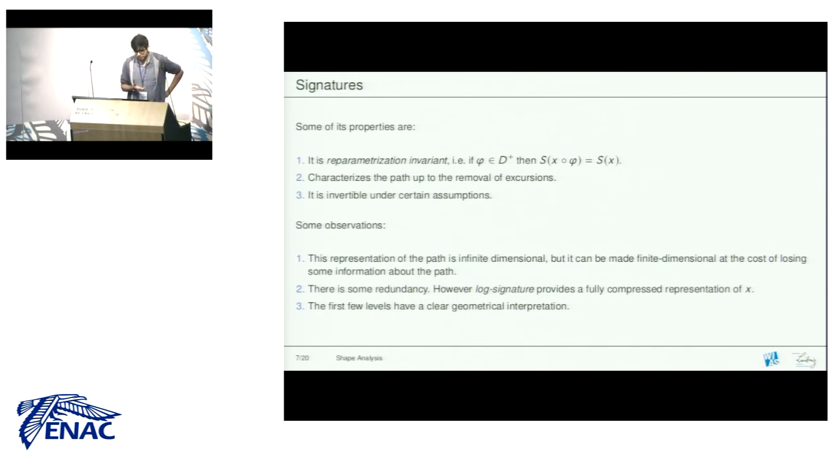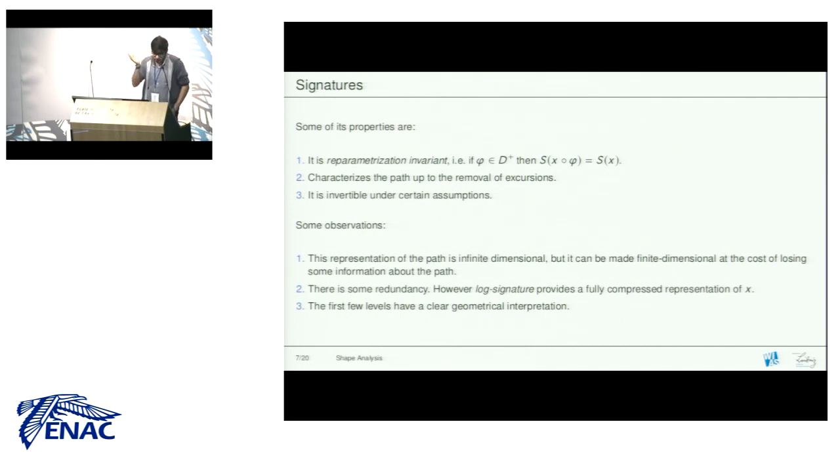This is telling you that it might be useful for shapes. It actually characterizes the path up to removal of excursions, where an excursion means that you go along some path, and then you retrace it back exactly in the same way, and you end in the same spot. So you have a path, you do an excursion, and then you continue. This has the same signature as just following along the path without the excursion.